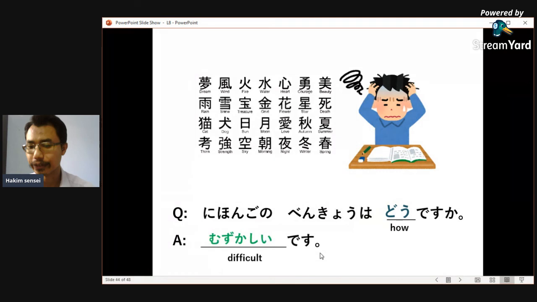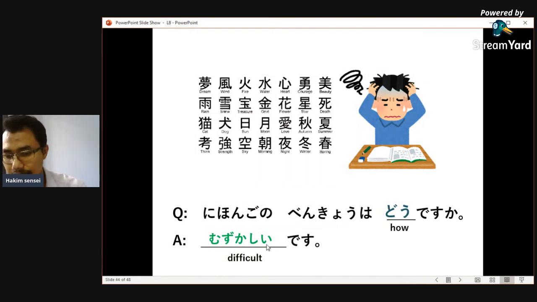And if you think it's difficult, you can say 難しいです. So when you see the word dou, you can answer the question using an adjective. If you think it's simple, you can answer 優しいです. It depends on the person.